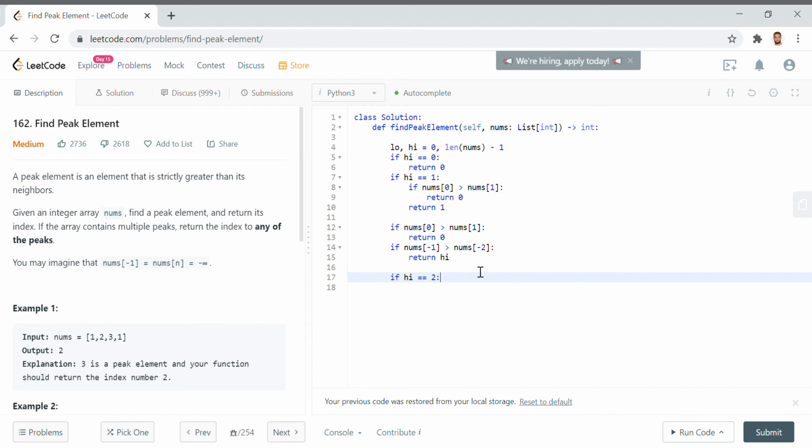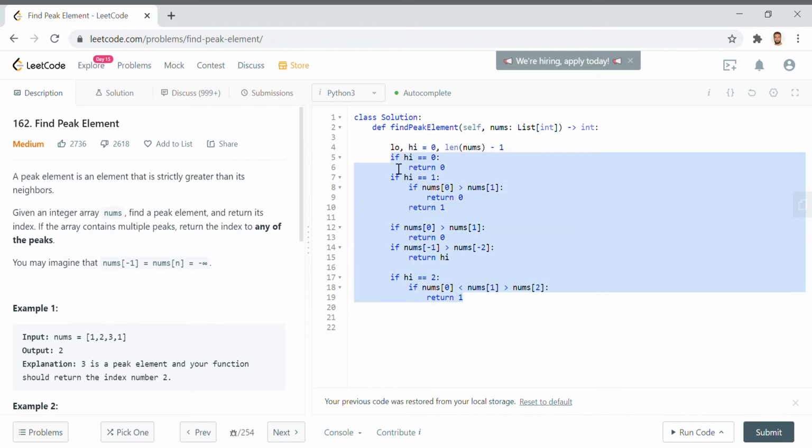And then, of course, we have one more case, and that is if high equals 2, right? Now, if high equals 2, then that means we have an array of length 3. So then we say if nums of 0 is less than nums of 1, and that is greater than nums of 2, return 1, right? This is an edge case where we have just three values.